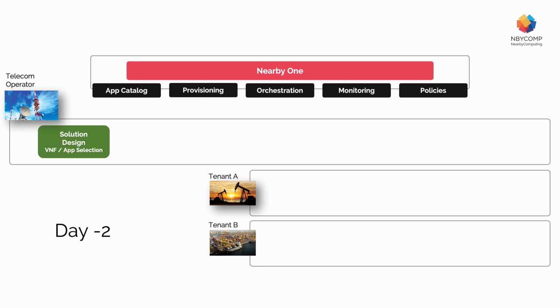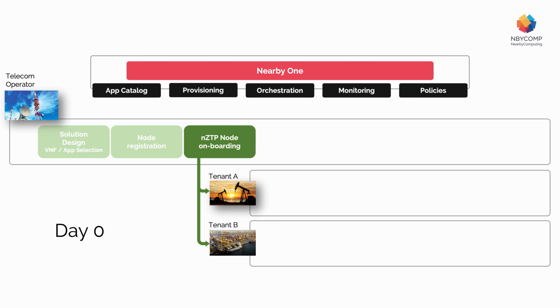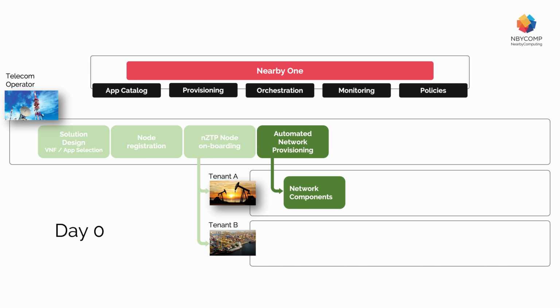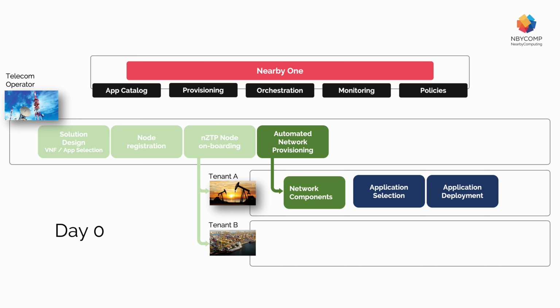First thing would be to design the solution in day -2. Day -1 would be committed to pre-registration of the infrastructures for the customers. Day 0 would be the time at which the nodes are onboarded, provisioned, and prepared for deploying services. After that, the telco would deploy the network components in the infrastructure or at the edge for the two tenants. Then, each one of the tenants would be able to log in using its credentials and be able to deploy applications from the catalog of applications.